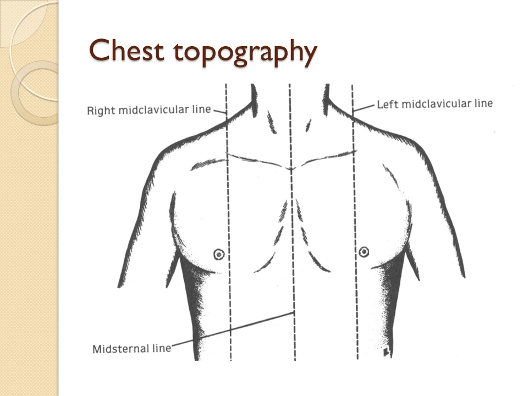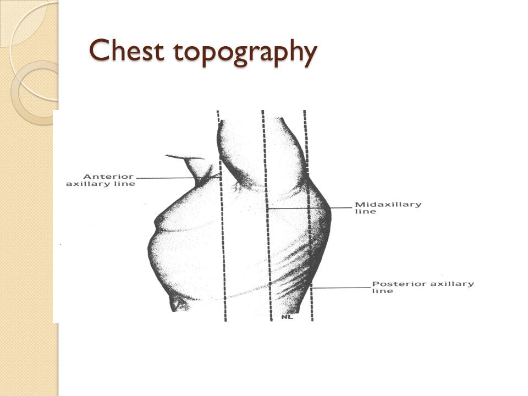This is the chest topography. In the chest we have two lines, the mid-clavicular lines on the right and left, and there is the mediastinal line. And in the axilla we have the anterior axillary line, posterior axillary line, and mid-axillary line.